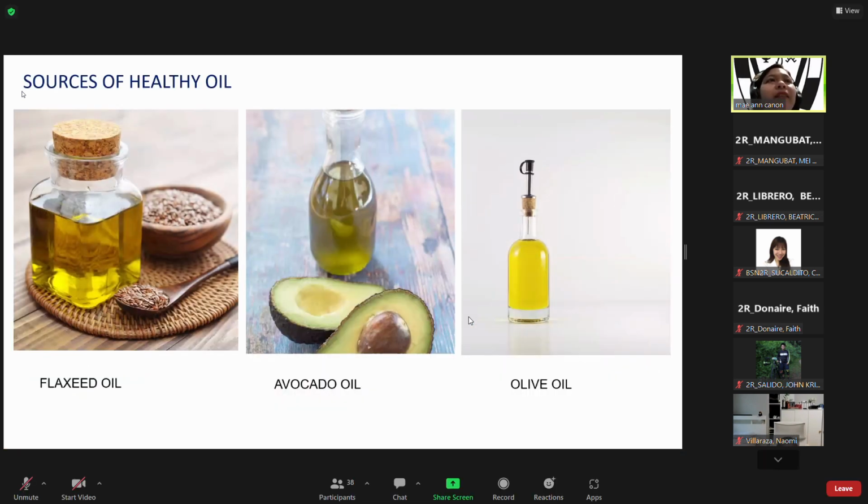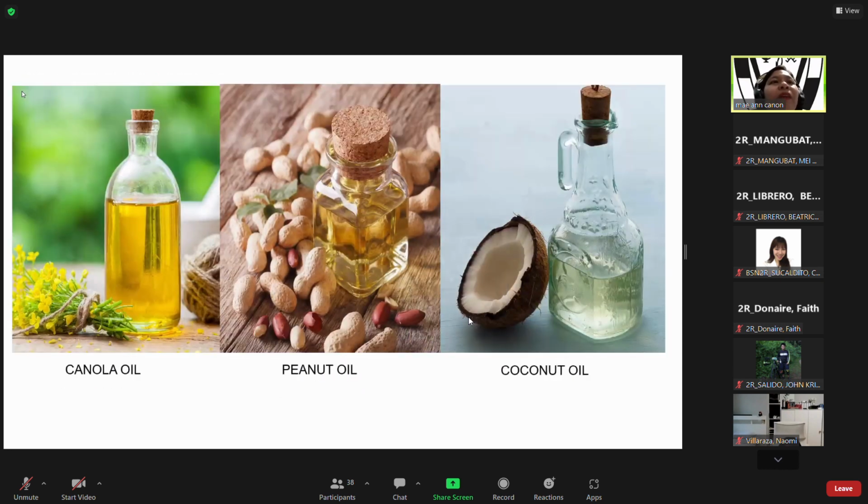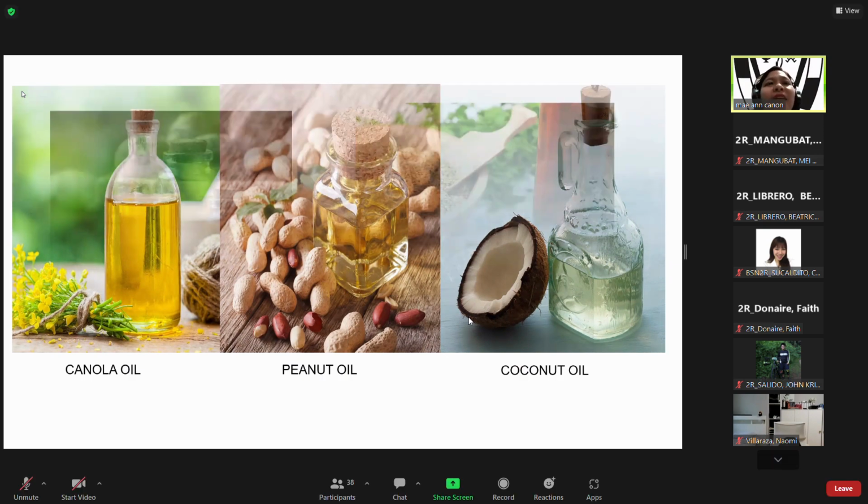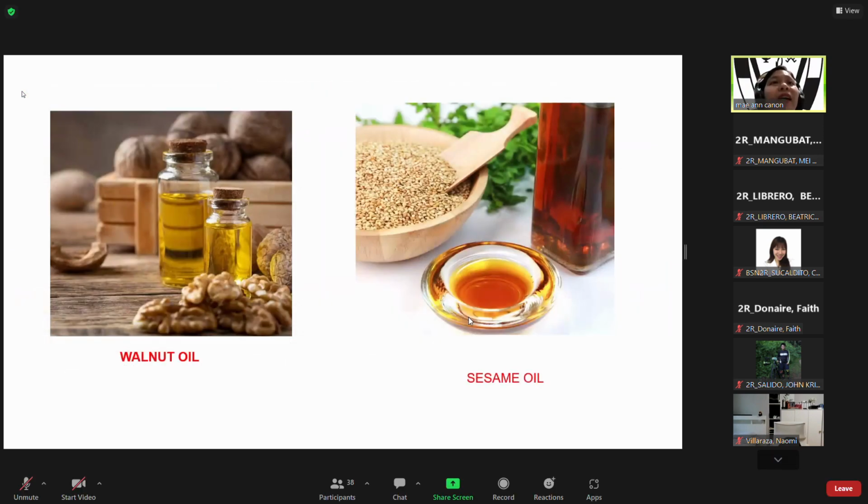Okay. So these are the healthy oils. Flax oil, avocado oil, olive oil, these kinds of oil are a bit expensive. Okay, canola oil, peanut oil, coconut oil. Coconut oil is a bit cheaper here. What else? Walnut, sesame oil, and that's it. I think sesame oil and walnut are expensive. So this ends my slide and topic.